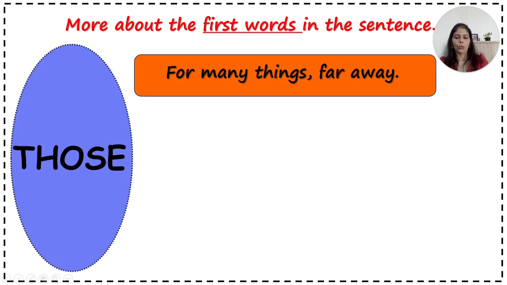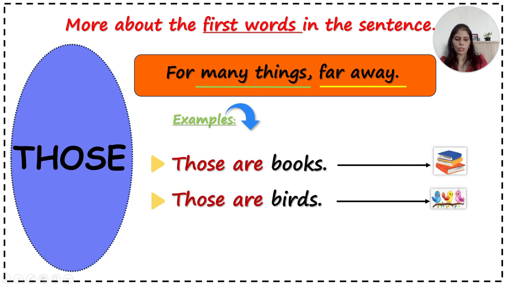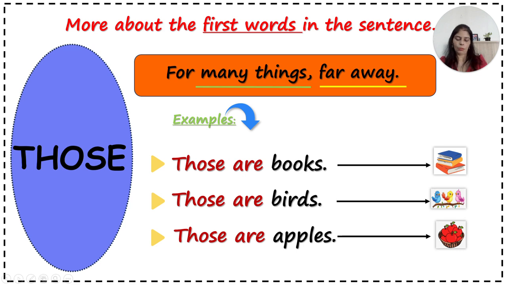Those is used for many things far away, so we are talking about many things but far away. It's just like that, but that was used for one thing far away. Those is used for many things far away. For example, those are books, those are birds, those are apples.